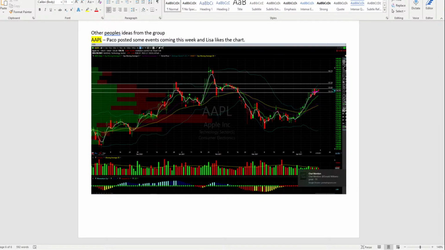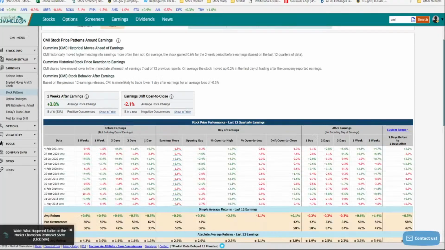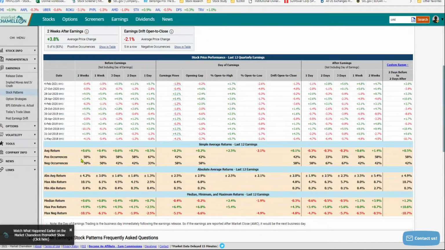Let's see, DC. Let's check it out, DC. So CMI. Their earnings are on 5/4. Let's see if that's verified. So CMI is verified. So the first thing that I'm going to do is look at the stock patterns. And this is CMI's stock patterns. So no real advantage or disadvantage here. It's just kind of 50-50.